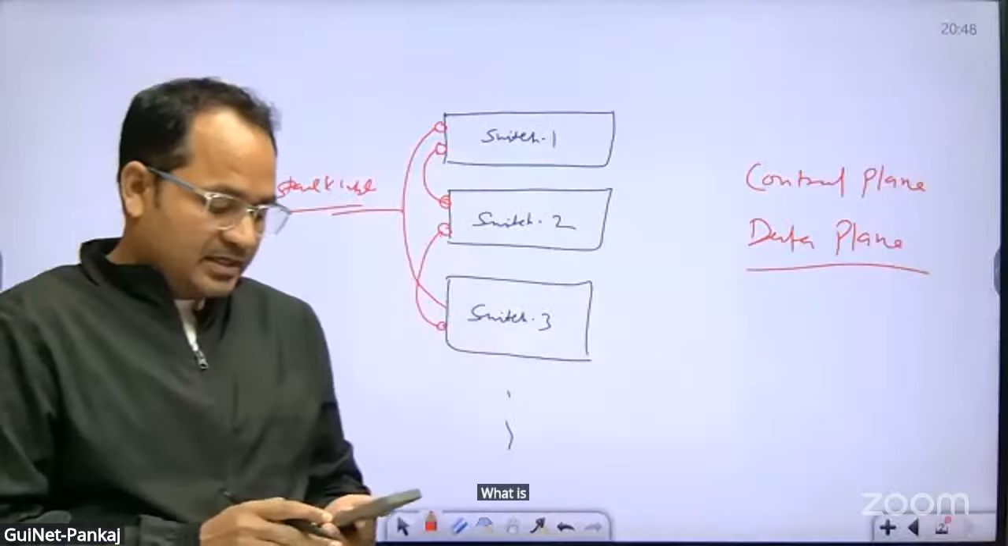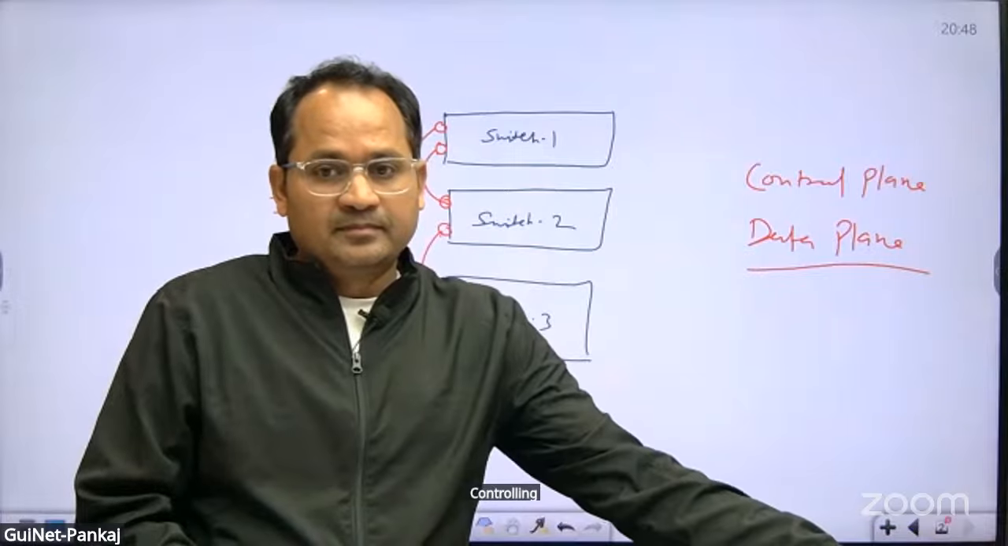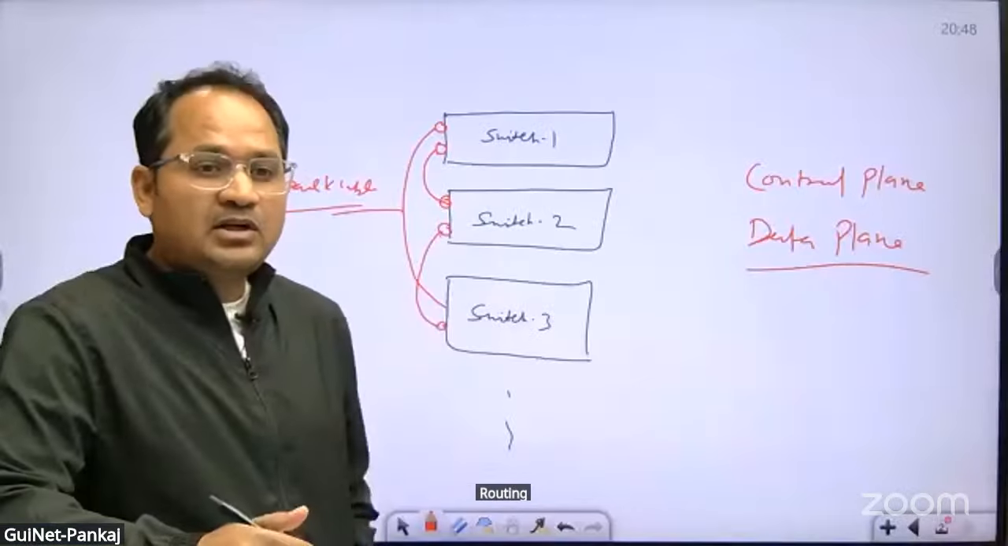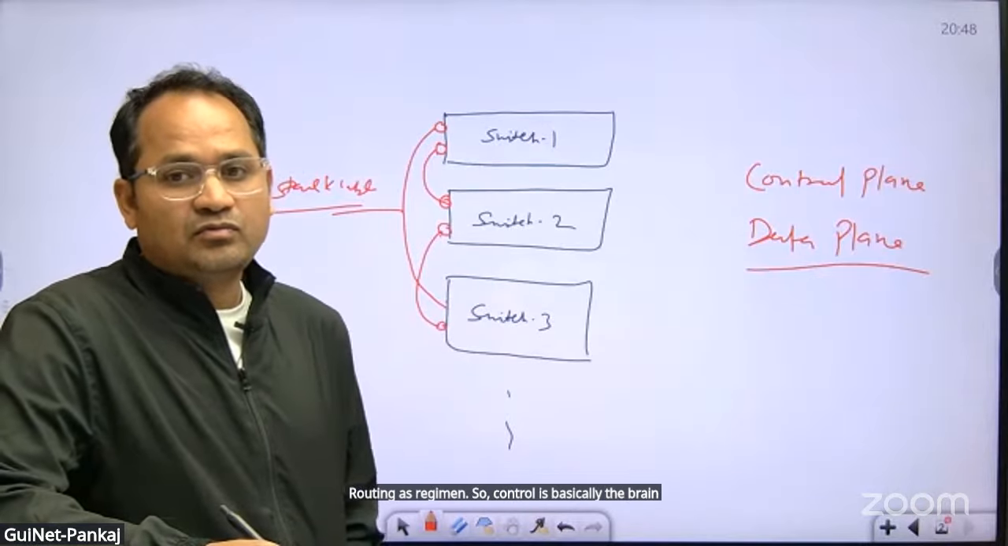What is a control plane, guys? Controlling the MAC table? That's partially true, yes, the intelligence is there. Controlling the routing decision of the router. Control plane is basically the brain, how you decide to forward the packet, right?